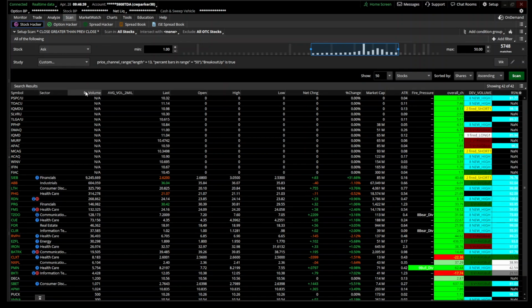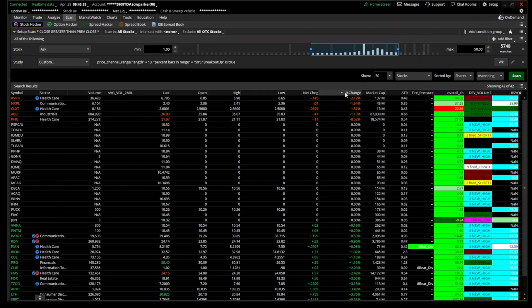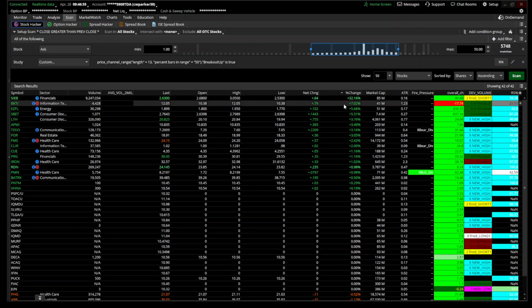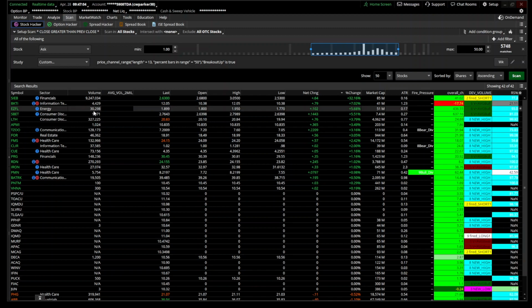And which one has the most volume? SEIB, ABB, that's not a lot of volume. So looking at it on this weekly, this one doesn't have a lot of volume. It's got 4,000, and it's trading 7% up. So it opened at 10 and it's trading at 12. BKTI.